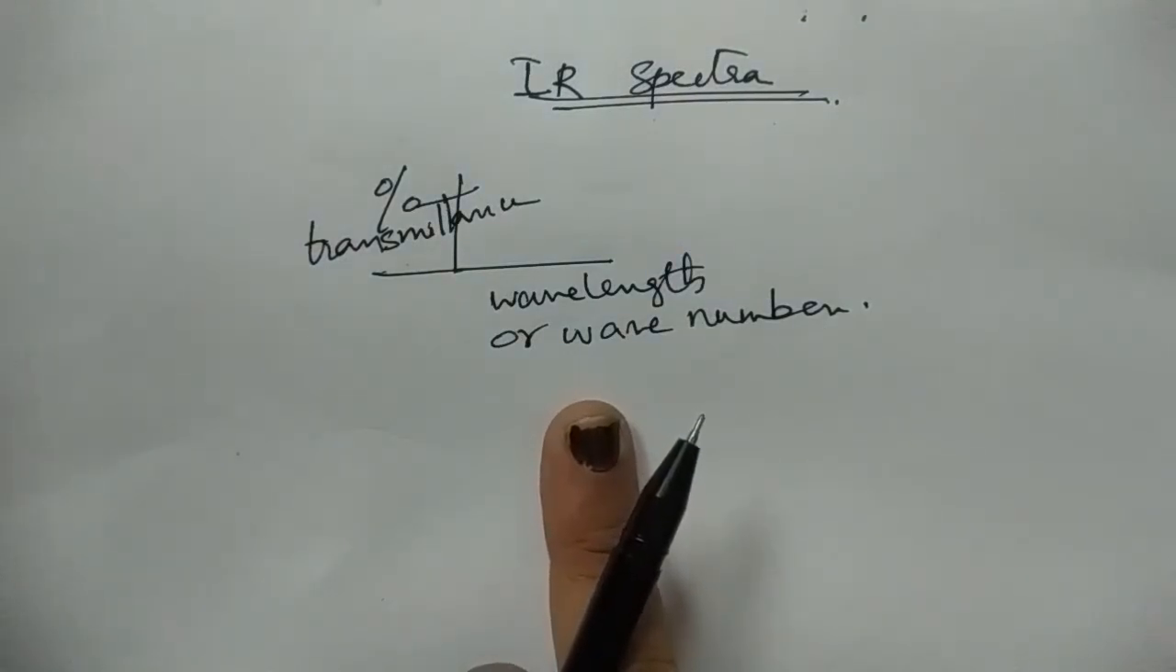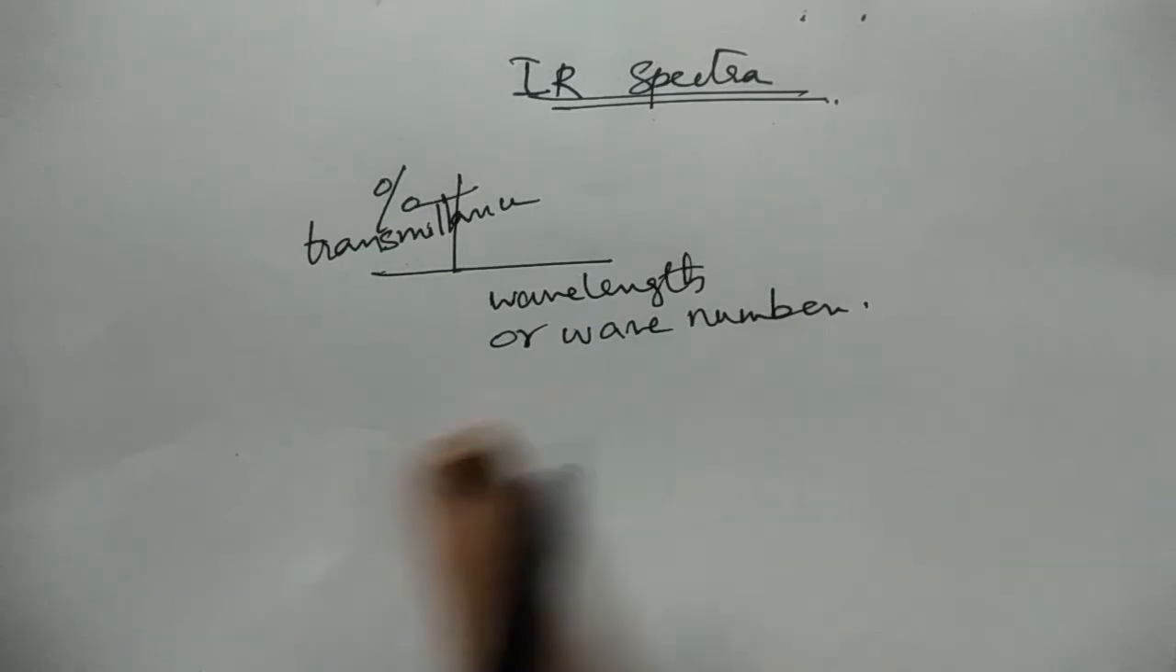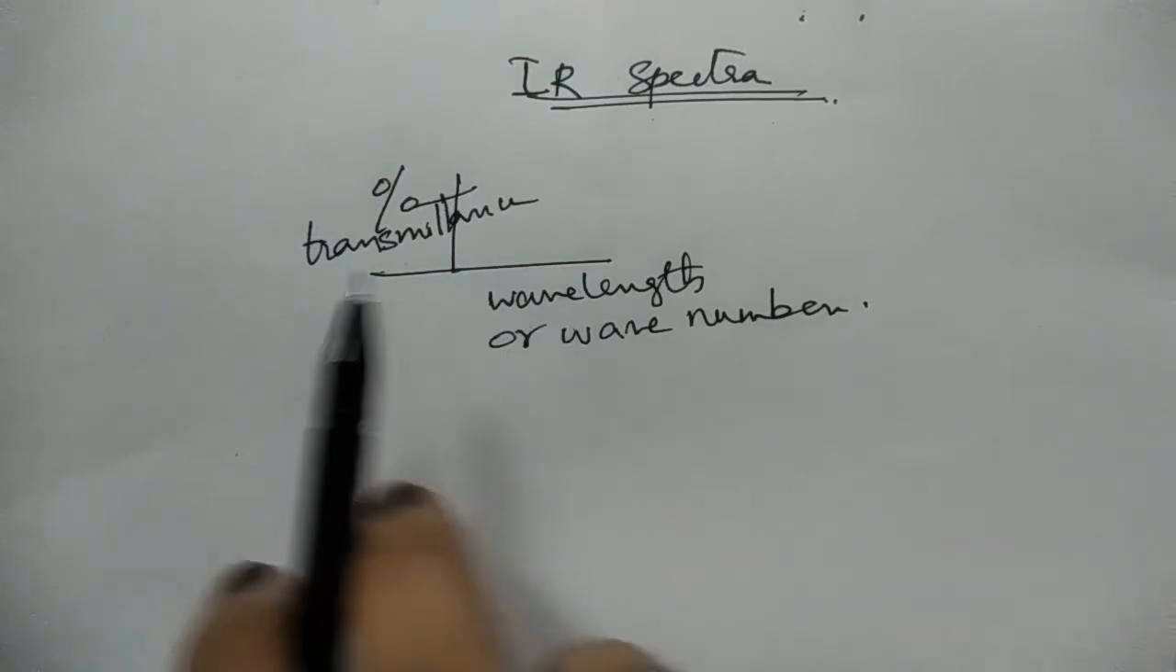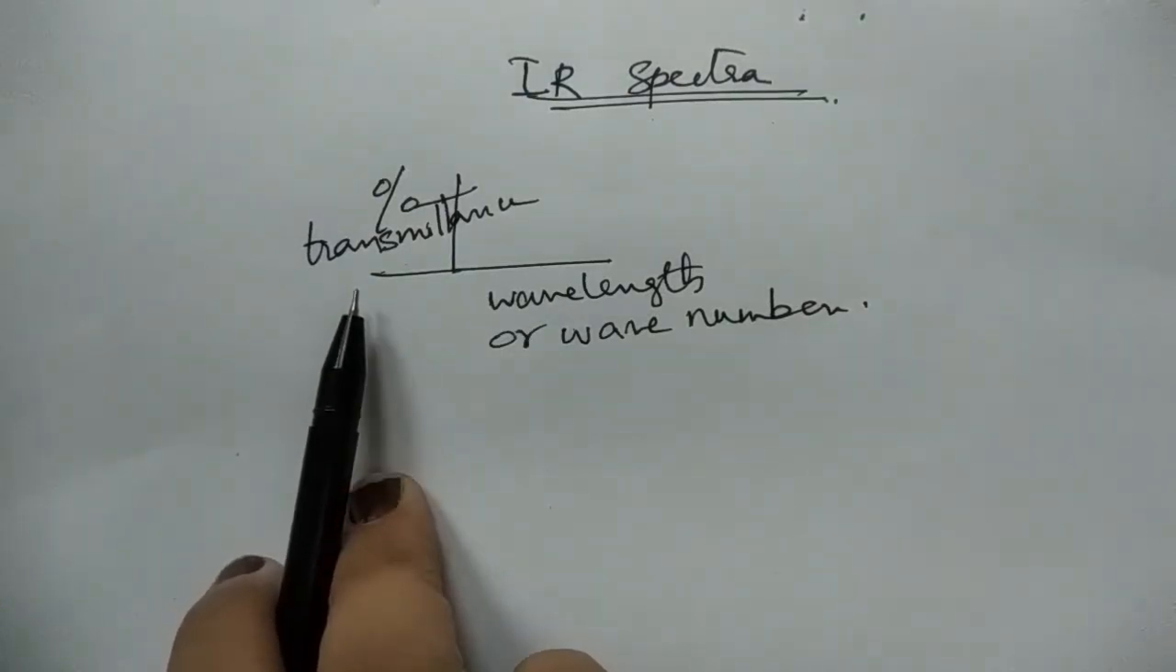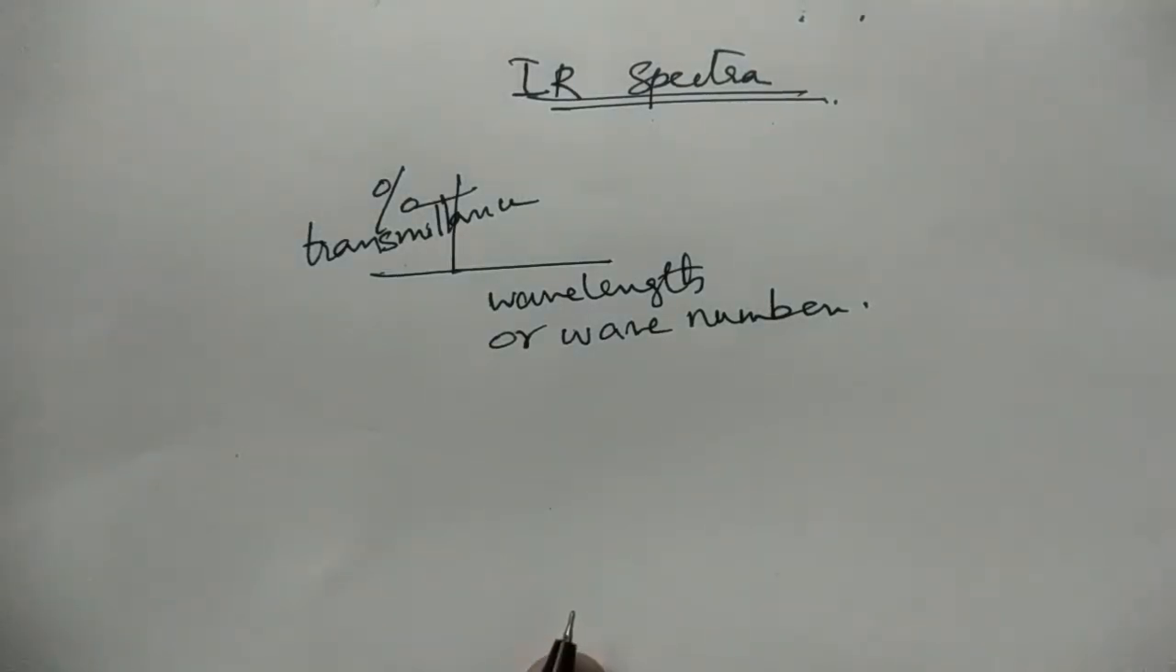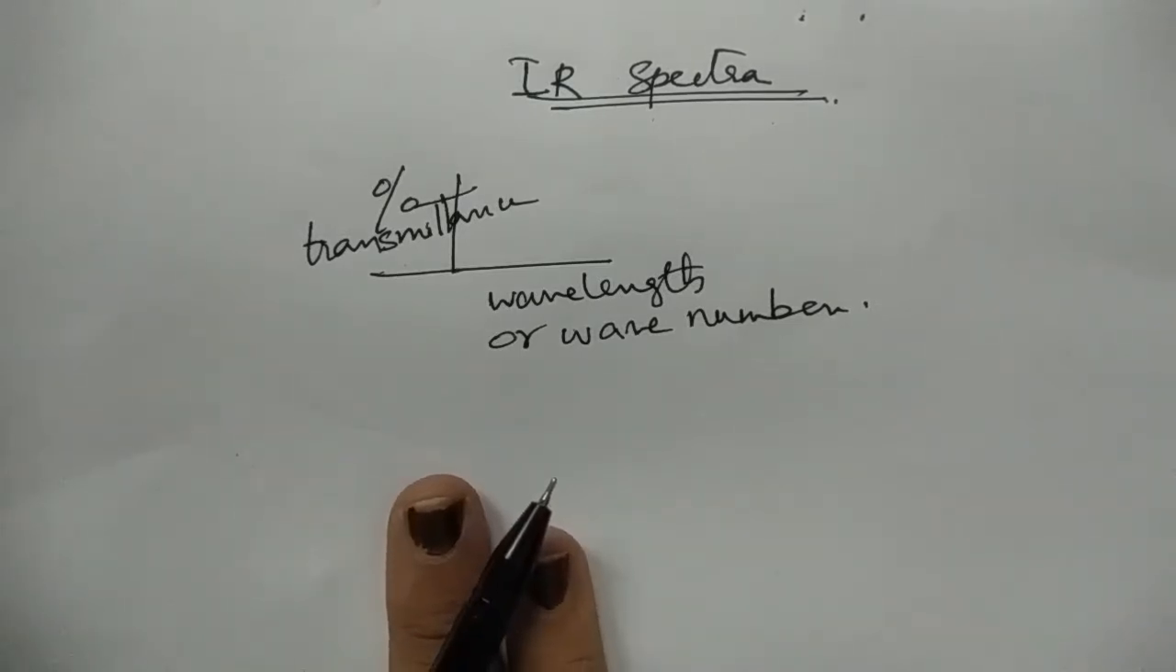In the case of UV spectra, you will be plotting the absorption against the wavelength, whereas in this case you are going to plot percentage transmittance against the wavelength or wave number. Once the molecules are irradiated with the IR radiation, the molecules will start vibrating.